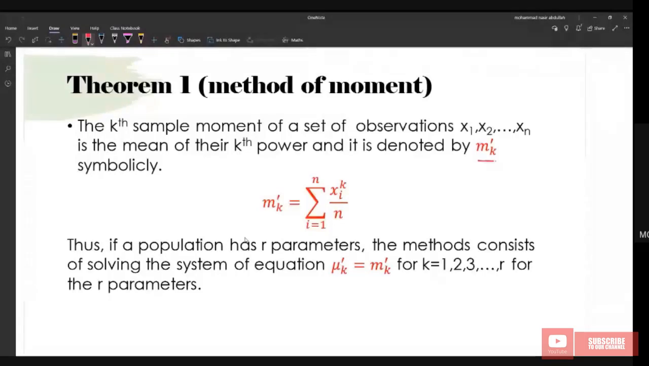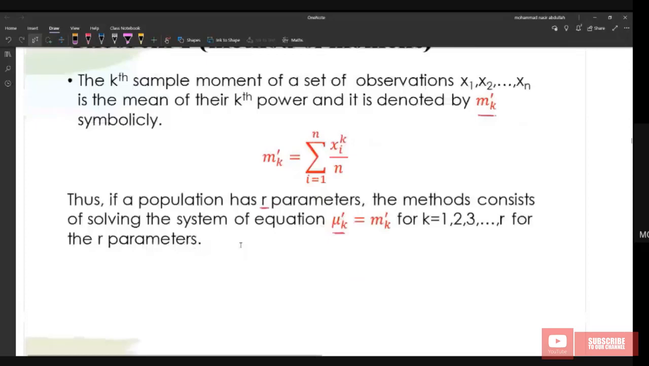So thus, if a population has r parameters, the method consists of solving the system of equations mu k prime equal to m prime k, right, for the r parameters. So this is the method of moments, right?